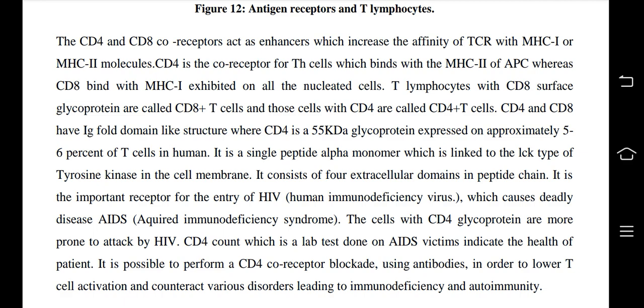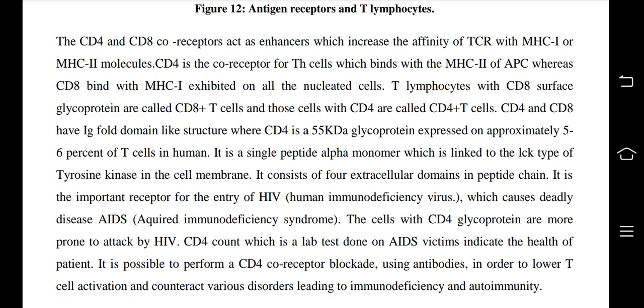The CD4 and CD8 co-receptors act as enhancers which increase the affinity of TCR with the MHC1 or MHC2 molecule. CD4 is the co-receptor for Th cells, which binds with the MHC2 of APCs, whereas CD8 binds with MHC1 exhibited on all the nucleated cells. T lymphocytes with CD8 surface glycoprotein are called CD8 plus T cells, and those with CD4 are called CD4 plus T cells. CD4 and CD8 have an Ig fold domain like structure, where CD4 is a 55 kilodalton glycoprotein expressed on approximately 50 to 60% of T cells in human.